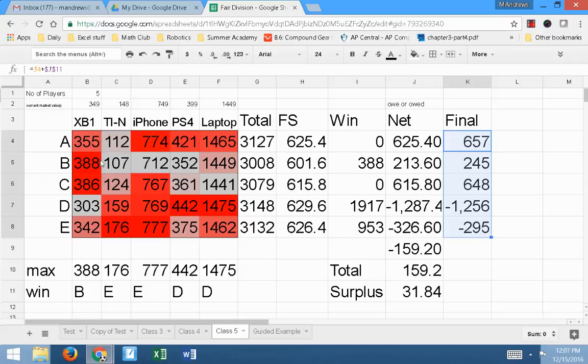So how do you maximize this? If I knew that I wasn't going to win anything, how do I maximize my winnings? I'm going to type 657 over here because this number is going to change. So are all the other. Actually, let me go ahead and just type all of this in manually. Negative 1256, negative 295.